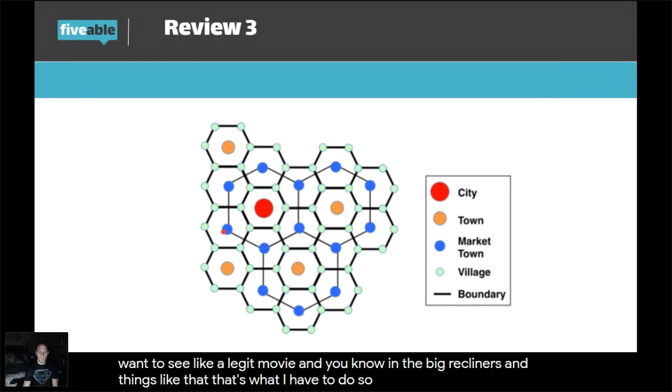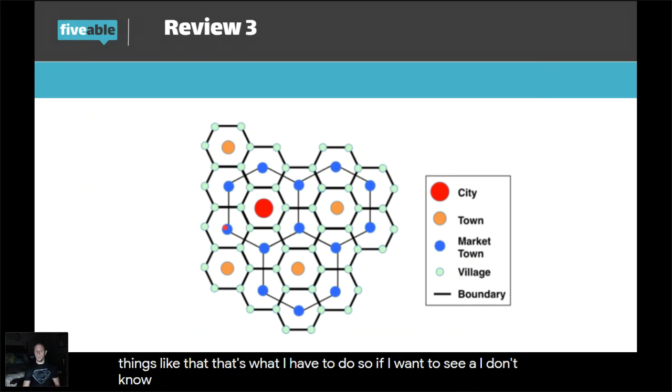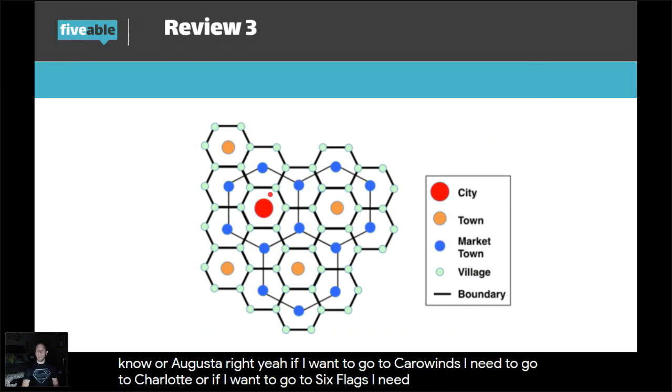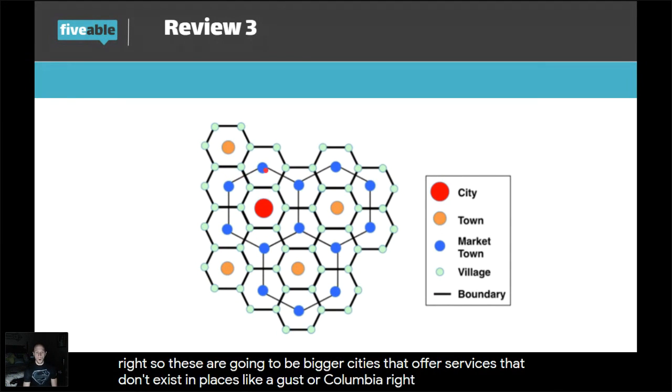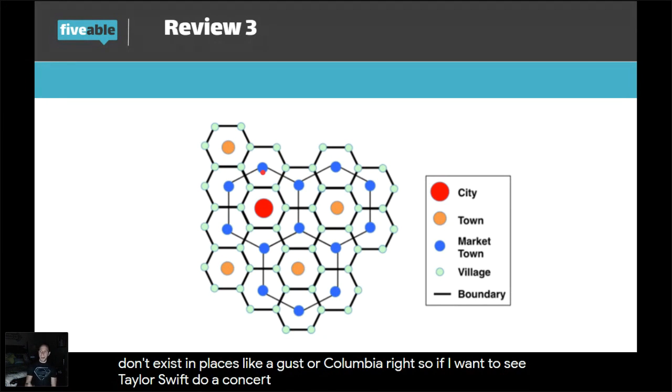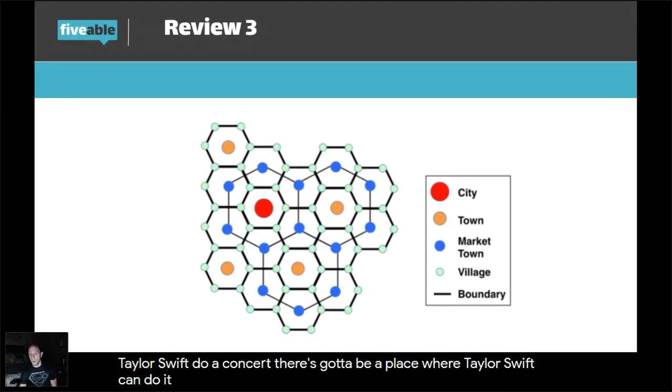So if I want to see, I don't know, a play, I gotta go to Columbia or Augusta, right? Now, if I want to go to Carowinds, I need to go to Charlotte, or if I want to go to Six Flags, I need to go to Atlanta. All right. So these are going to be bigger cities that offer services that don't exist in places like Augusta or Columbia. Right. So if I want to see Taylor Swift do a concert, there's got to be a place where Taylor Swift can do a concert, or wherever it might be that you end up going.